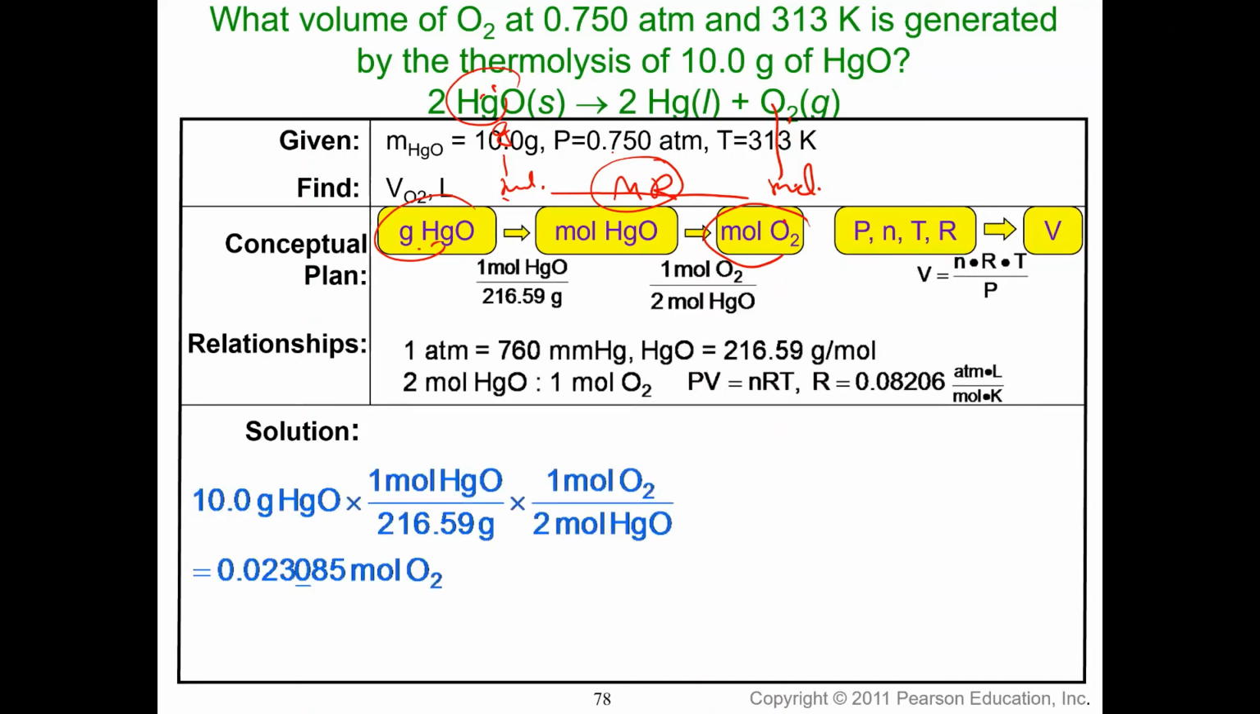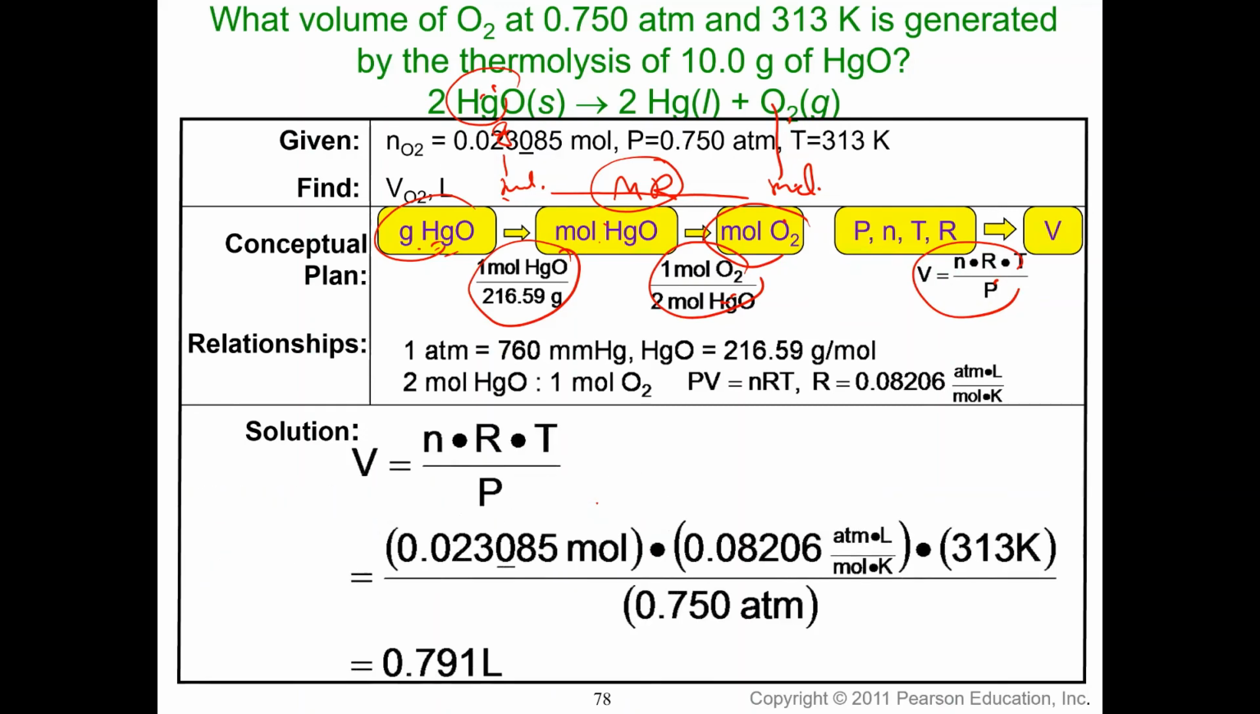Now you see very nicely molar mass here, right? Grams to moles, molar ratio here, ideal gas law. So we set it up to find the moles of oxygen, and then the rest is going to go using ideal gas law to find what? Volume of oxygen. We're okay? Yes.